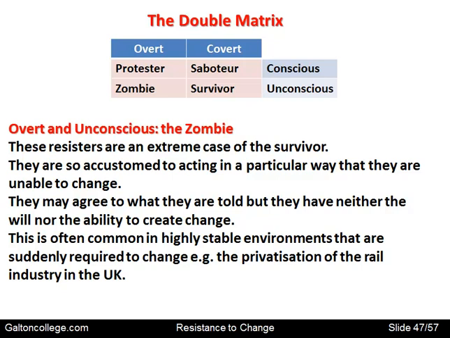When the changes came in and there were new working practices, they resisted it because they couldn't bring themselves to do things differently. They may have understood the logic for the change, they may have understood the benefits of the change, but they just can't do it. It's always been done in a certain way. That was their whole working life, so they can't bring themselves to change. So we have our 4 types: protester, saboteur, survivor, and zombie. And now we can classify the people who resist change according to this particular categorization.